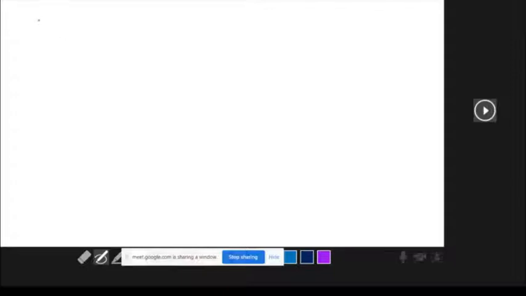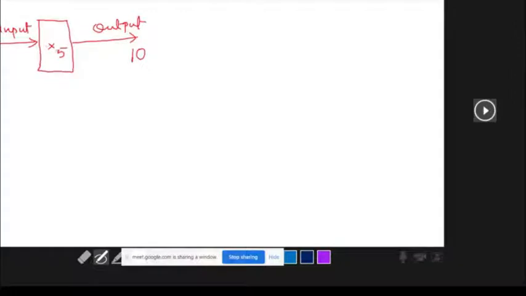For example, there is a box here. Something I am putting in. This is my input. And in this box, some function takes place and then I get the output. Think of it as I am putting 2 into this and the output I am getting is 10. So what is happening inside is multiplication by 5. When I put 2, I get 2 into 5, 10. When I put 3, what will I get? 15. 3 into 5, 15. Isn't it?